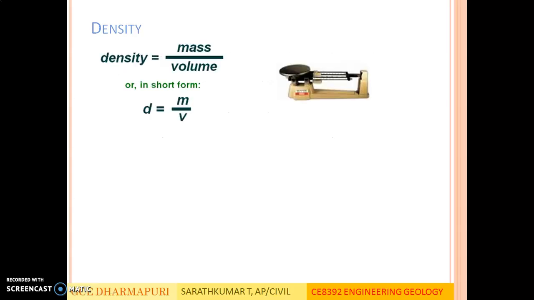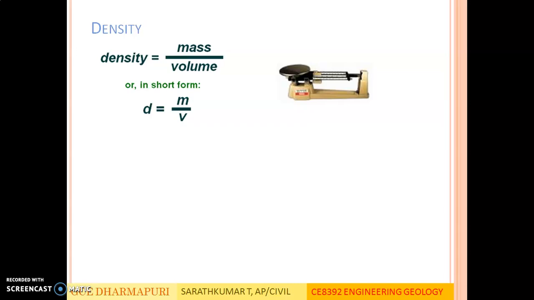So to determine the density of the mineral, we have to know the mass of the mineral and the volume of the mineral. Density is nothing but mass divided by volume, given in short form as D equal to mass by volume. Finding the mass of the mineral is simpler, because if you have a weighing machine, you put the mineral in it and you can easily determine the weight of the mineral.